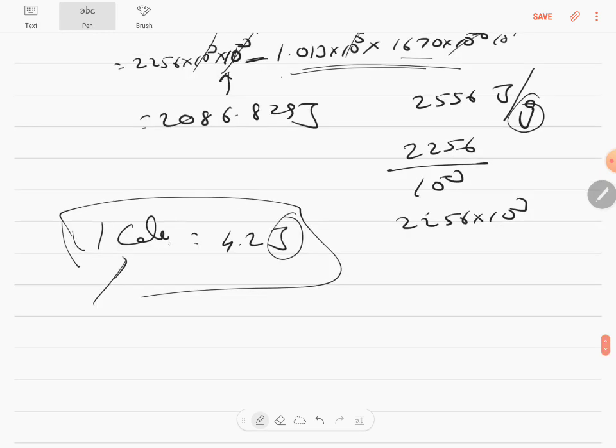However, we have calories as another unit. So if they give you calories, you have to convert into joules. They won't ask you much from this. It's just for your knowledge.